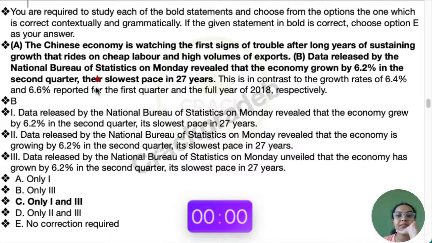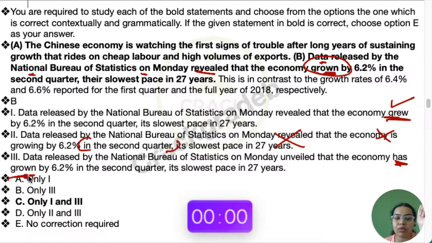First and third one. Data released by National Bureau on Monday revealed that the economy grown by this much, their slowest pace in so many years. I cannot use verb third form as main verb alone. If it were economy has grown, that would be different. Also, this is something that happened in past, revealed. So that's why economy grew, I can say. Economy is growing, we cannot say, because this is a one time thing only in the second quarter. It is not a continuous thing taking place. So second one is out.